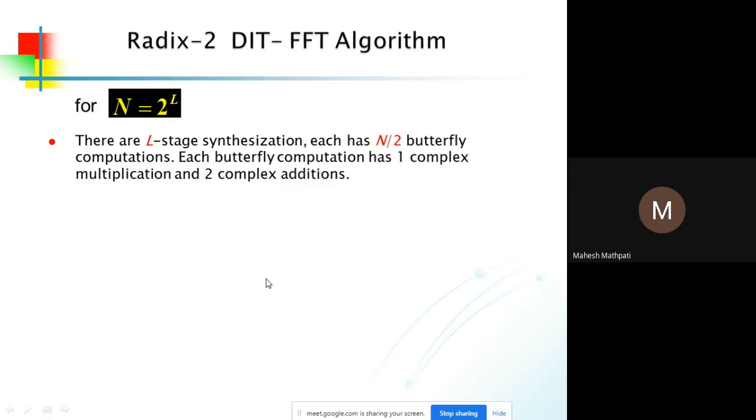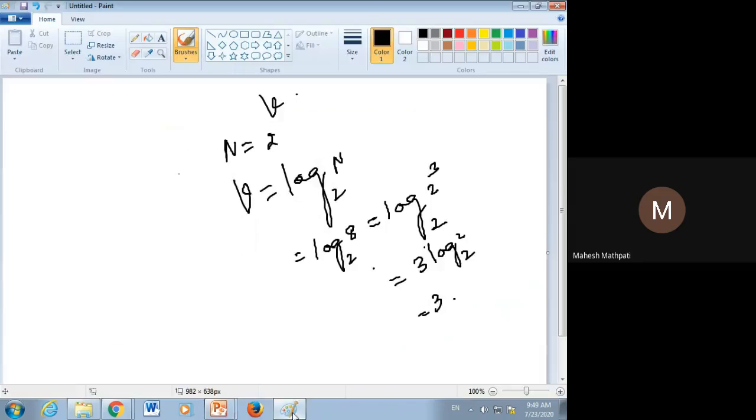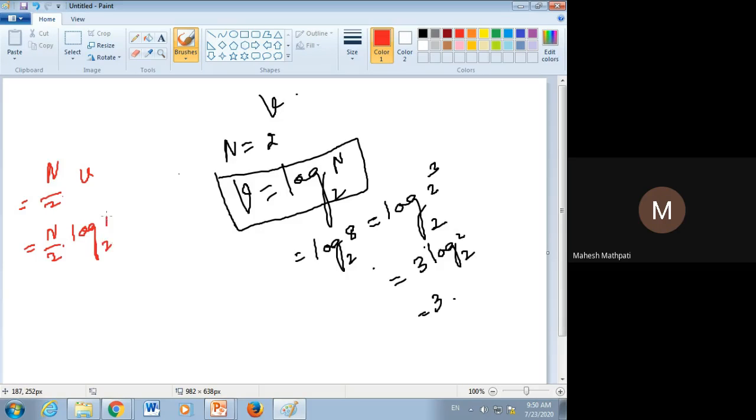So what are you going to write for V again? So this is what we are writing for V. V is equal to log to the base 2 n. So that means the number of butterflies required will be n by 2 into V, which is n by 2 into log to the base 2 n.